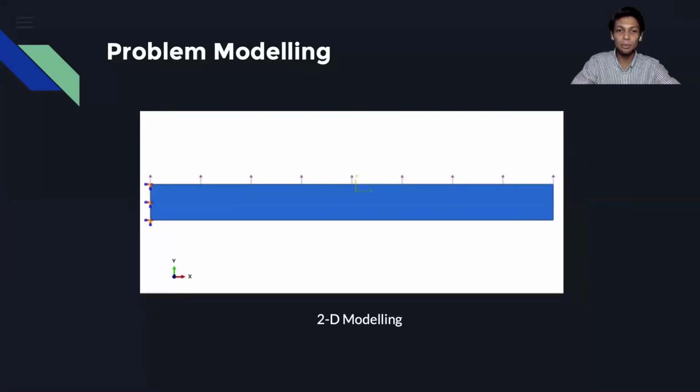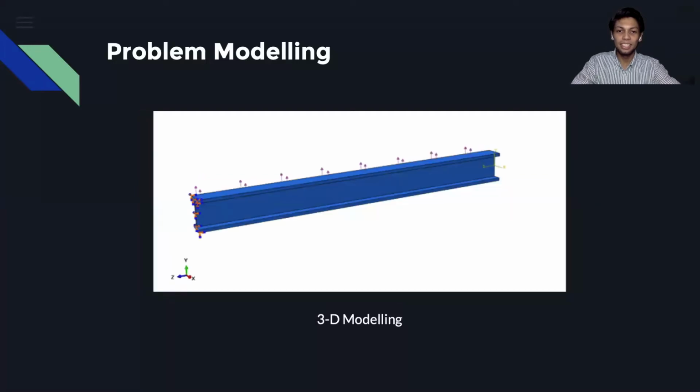This figure shows the model that was set up using 2D modeling where we determined the weight, whereas this figure illustrates the model that was set up using 3D modeling where we sketched the I-beam and extruded it in 3D.